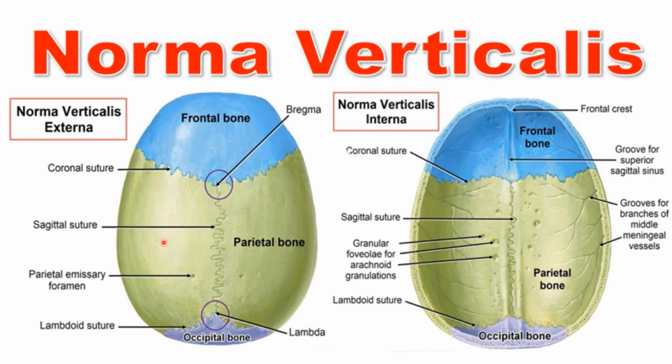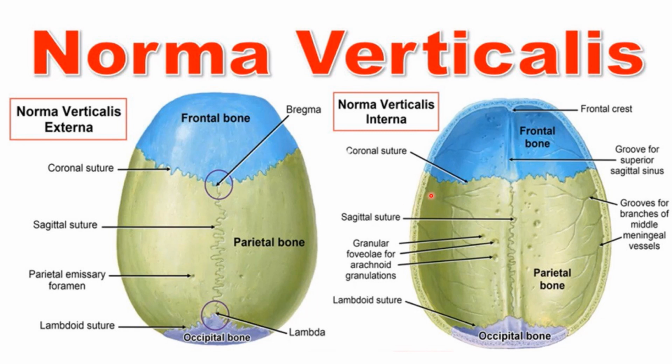Then we look at the sutures. This is the coronal suture, between the frontal and then the parietal bone. We looked at the sagittal suture between the two parietal bones, and then we looked at the lambdoid suture between the parietal bone and then the occipital bone. For the landmarks, we looked at the bregma. Bregma is between the sagittal suture and the coronal suture. And then we looked at the lambda between the lambdoid and then the sagittal suture.